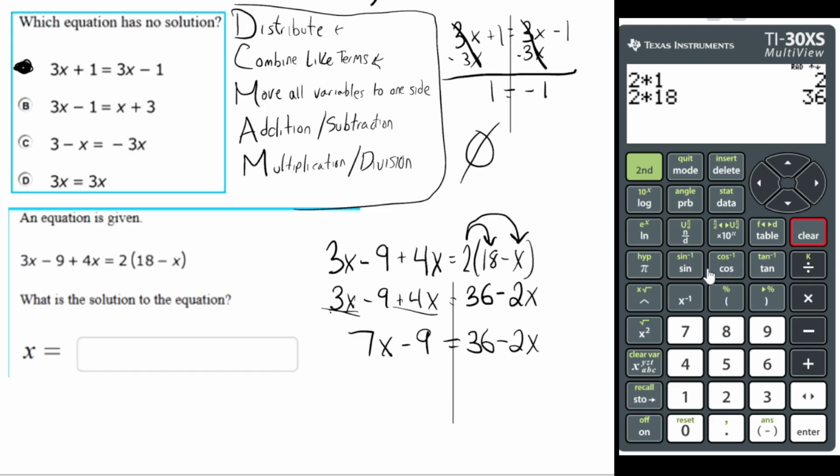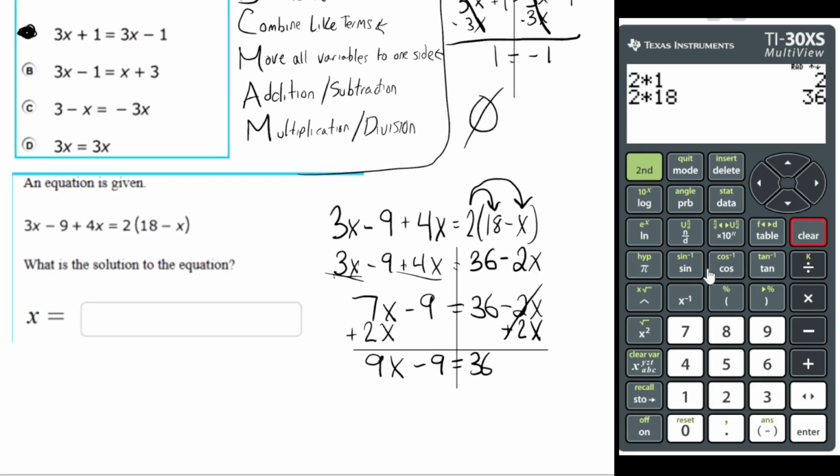We move all variables to one side. Typically when I do this, I like to move the smaller variable because I like to try to keep things positive. So my smaller variable in this case is negative 2x. So I'm going to get rid of it by adding 2x to both sides. That'll cancel out. 7x plus 2x is 9x minus 9 equals 36.